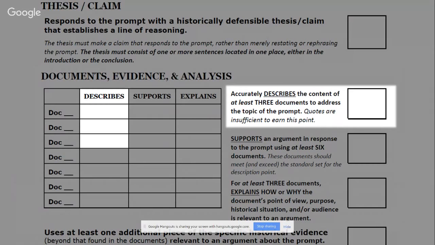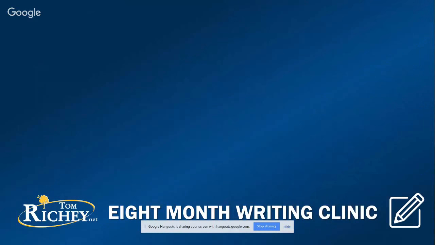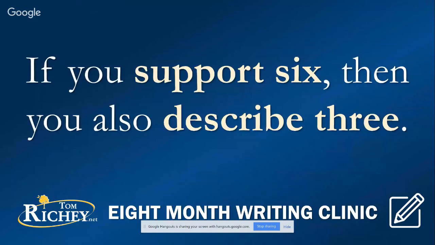And there's also going to be a supplemental video about describing the documents. Now, this is really going to be the focus of tonight's broadcast, because just about anyone can accurately describe the content of at least 3 documents. The other point here is supports an argument in response to the prompt using at least 6 documents. These documents should meet and exceed the standard set for this description point. So the good news is that if you support 6, you also describe 3.